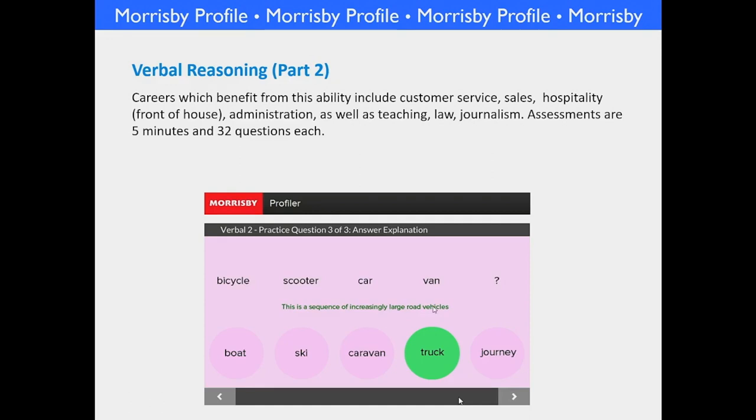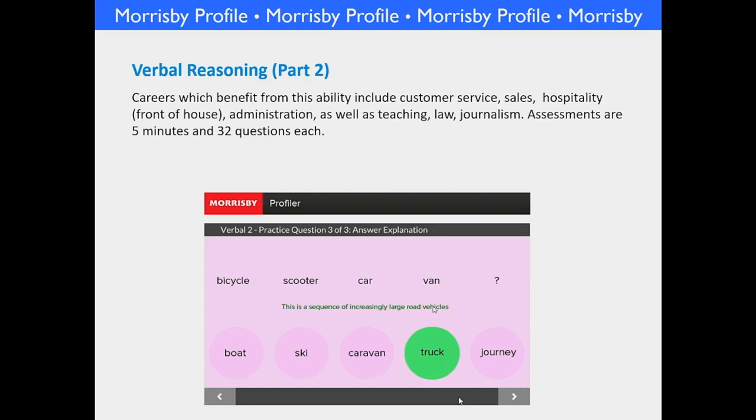Now, verbal reasoning is the ability to see the links between concepts presented in words. And it's quite unlike performance in a school English exam, because there's no grammar here. There's no creative writing, poetry, Shakespeare, etc.